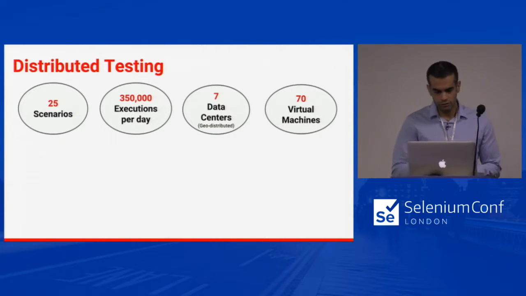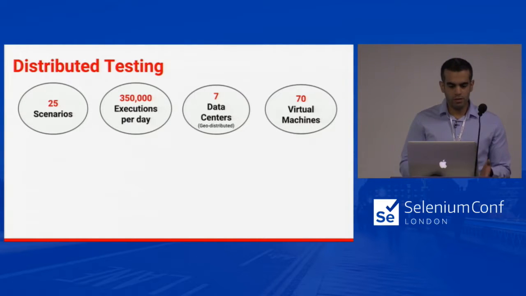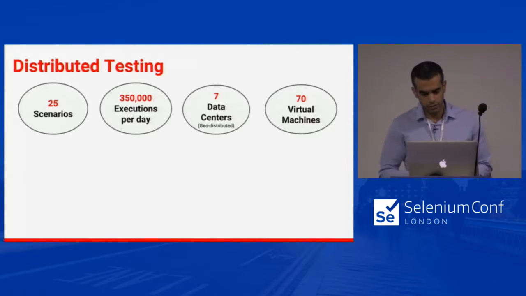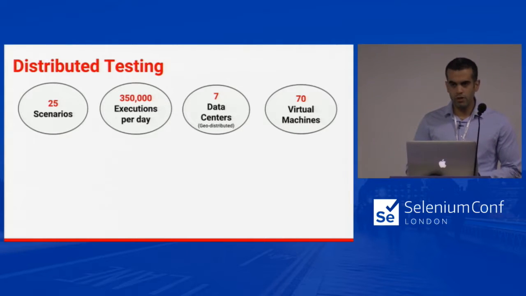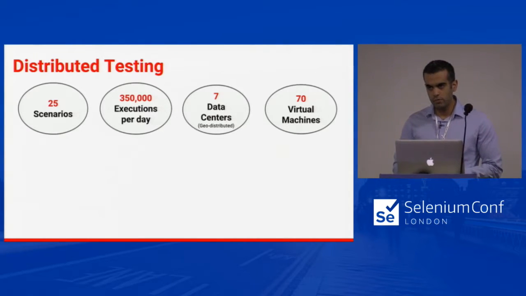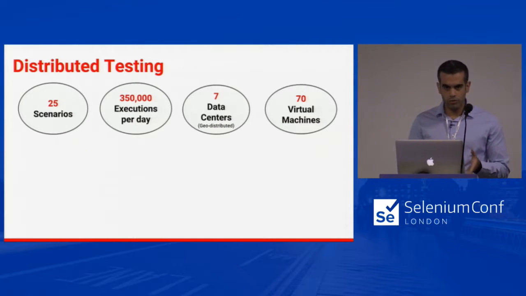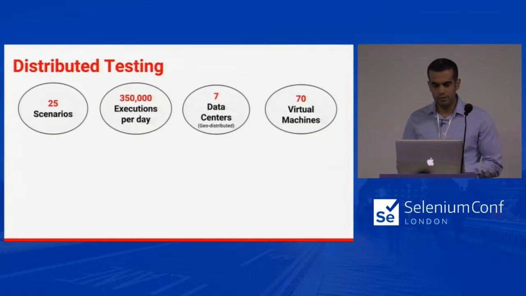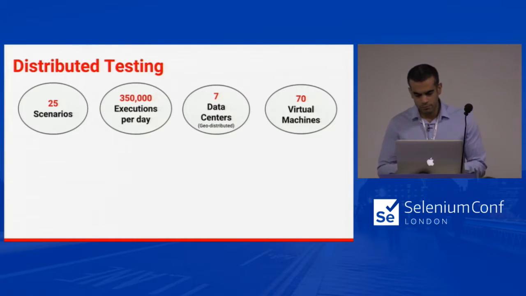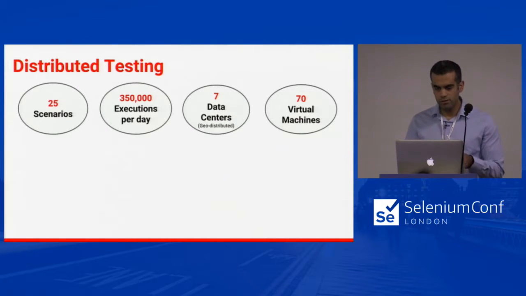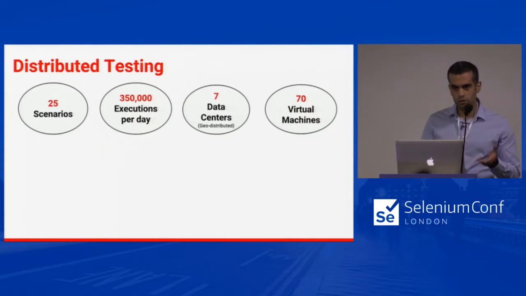We have 300 scenarios, mainly based on UI and web and mobile, written in Selenium WebDriver, API and Appium for mobile. We have 350 executions of these tests per day. Our test automation code base is also deployed to the same data centers where our service is located. And we have 70 virtual machines in these production data centers, which are dedicated to the execution of these tests.